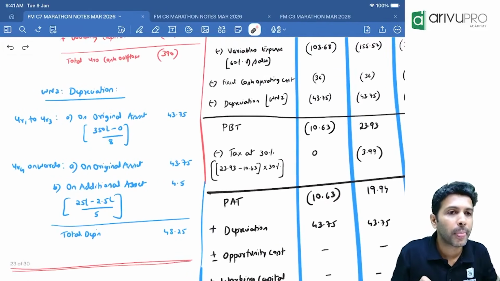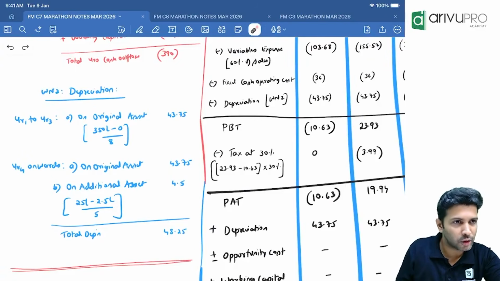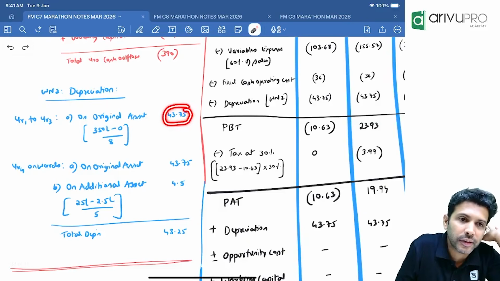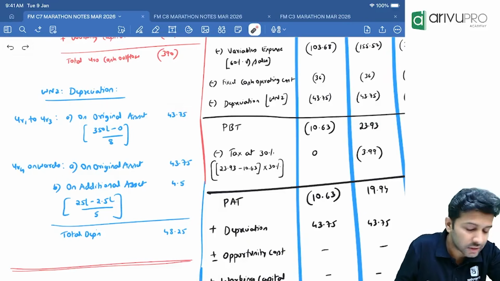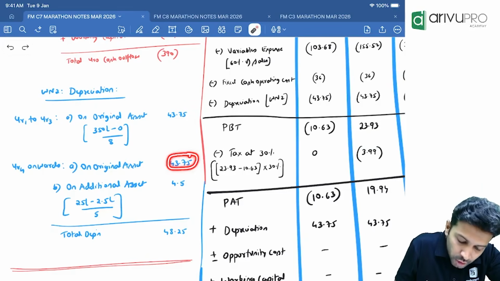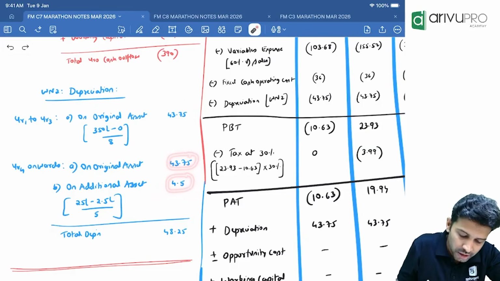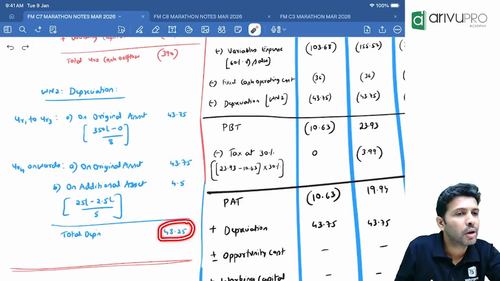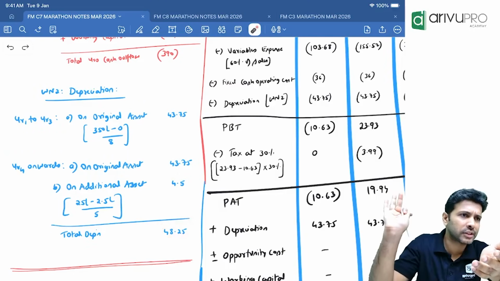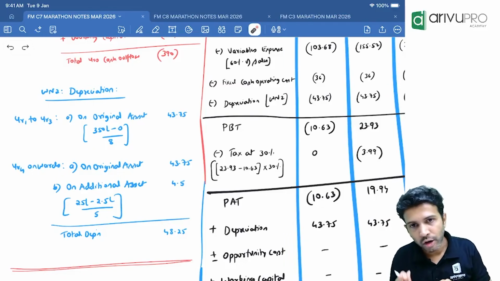4,50,000. Okay, people, now check how I presented. For year 1, year 2, year 3, we only have the original asset. That means every year depreciation will be 43.75. But from year 4 onwards, the original asset's depreciation will be 43.75, and asset number 2's depreciation of 4.5 will get added. So from year 4 onwards, depreciation will become 48.25. Will it change, or is it 48.25 from now onwards, the same? That's the presentation. Done. Can we move on to the next?